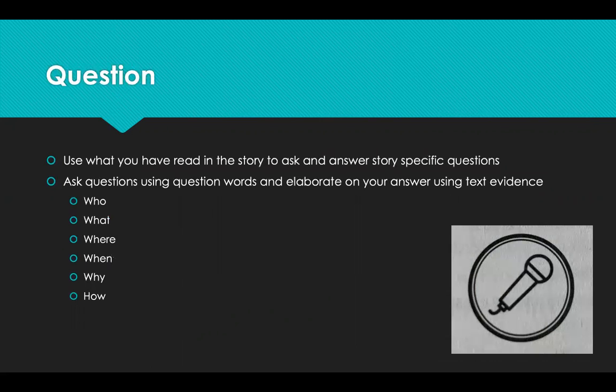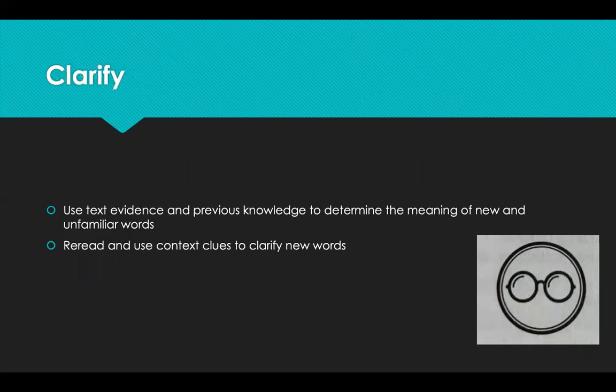When we question, we use what we have read in the story to ask and answer story-specific questions. We ask questions using question words and elaborate on our answers using text evidence. Our question words are who, what, where, when, why, and how. The symbol that we use for question is a microphone because you're saying your question into a microphone.